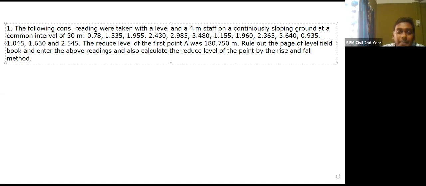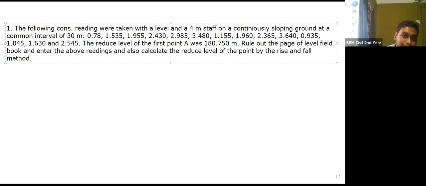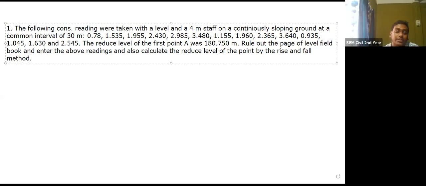And after that the staff readings are taken continuously at a common interval of 30 meters. That means the distance from station A is 0, and after that the second reading we can take after 30 meters. The third reading after 30 more, that means 30 plus 30 is 60, and the next reading 30 plus 30 plus 30, that means 90. So up to the last reading we can get the distance, which is 330 meters.